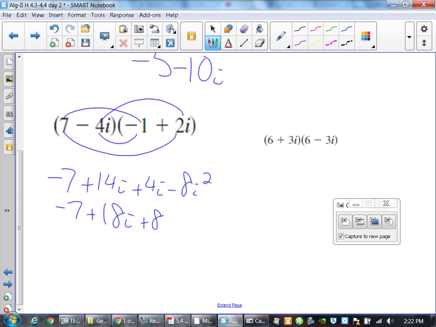Remember, anytime you have an i squared, you rewrite that as a negative 1. So it becomes negative 8 times negative 1. Wait, why is it negative 7? What's 7 times negative 1? Oh, okay. So your final answer would be 1 plus 18i.